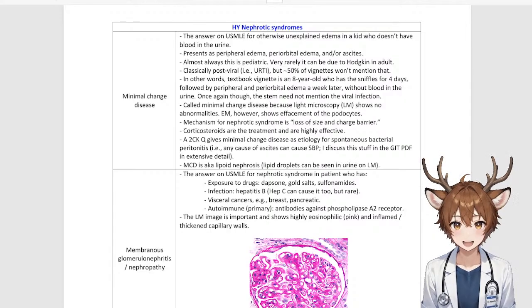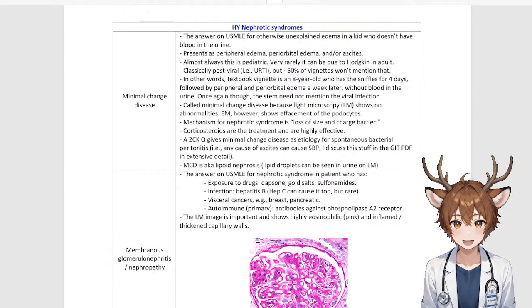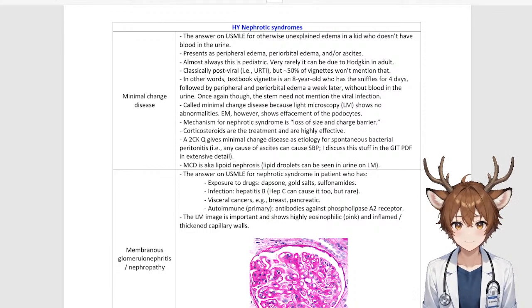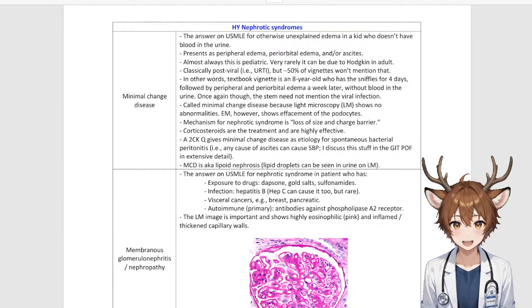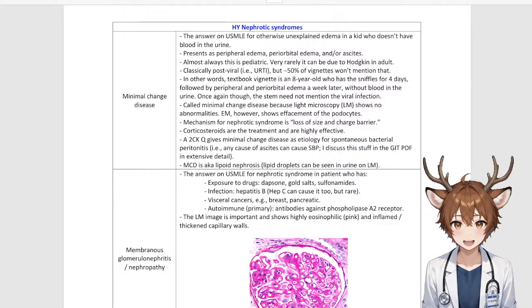Spontaneous bacterial peritonitis. Yeah, any cause of ascites can cause it. I discussed this stuff on my GIT PDF in extensive detail. MCD, minimal change disease, aka lipoid nephrosis, lipid droplets can be seen in urine on LM.